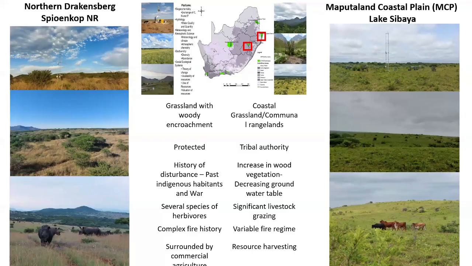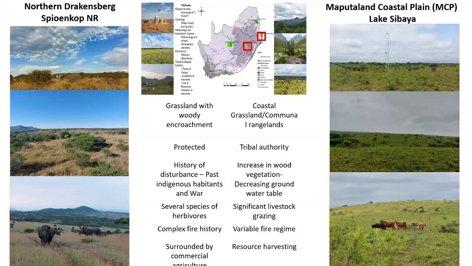So these are 2 sites within KZN. It's the Northern Drakensberg landscape at Spienkar Nature Reserve and the Maputland Coastal Plain, which I'll call MCP, at Lake Sabaya. Both are grassy systems. One is coastal, one's inland. Spienkar is a grassland with significant woody encroachment, and MCP is a communal rangeland.